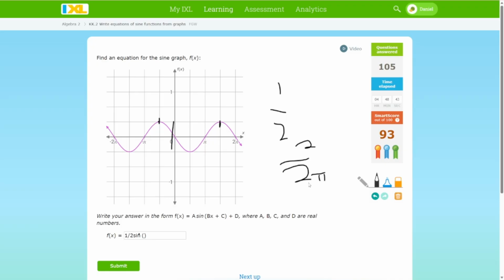It's 2 divided by whatever our period is. That's a better way to rephrase it. So it's 2 divided by whatever our period is. In this case, it's 2 pi divided by 2 pi. Pi's cancel out. You're left with 1. Just x. Now, we do have a phase shift.